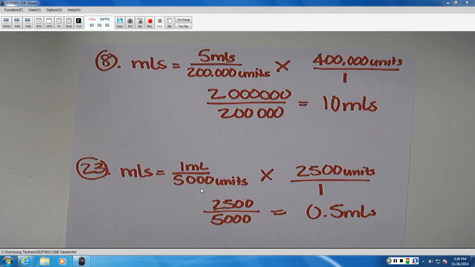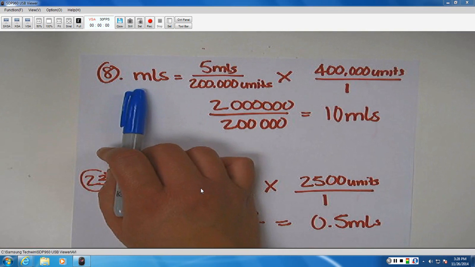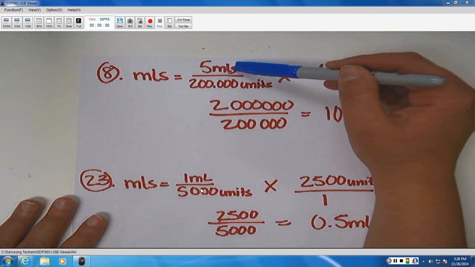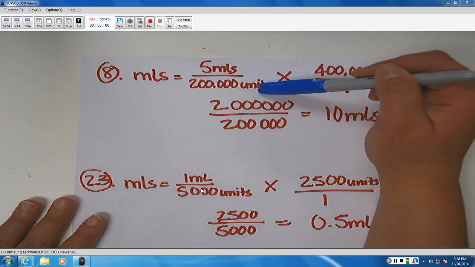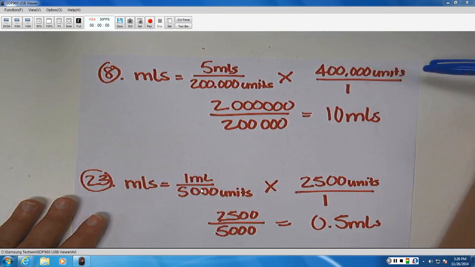Number 8 says the physician has ordered V-Silin K suspension 400,000 units to be given PO or by mouth every 6 hours. V-Silin K suspension is supplied in 200,000 units per 5 mLs. How many mLs are going to be administered? So again, I'm solving for mLs, so that's what I have on the left-hand side of my equation. And the dose that I have on hand is 5 mLs, has 200,000 units in it, and my physician has ordered 400,000 units to be given.